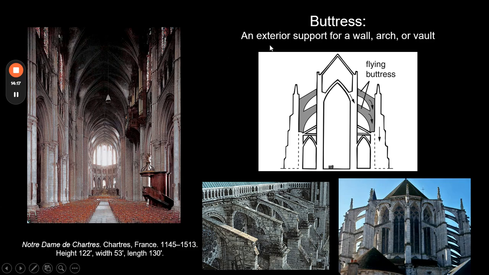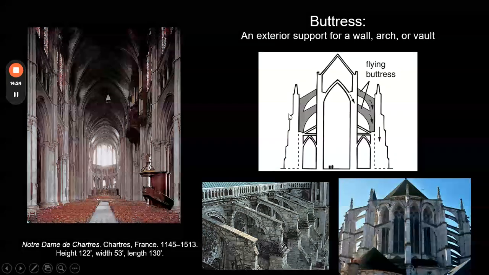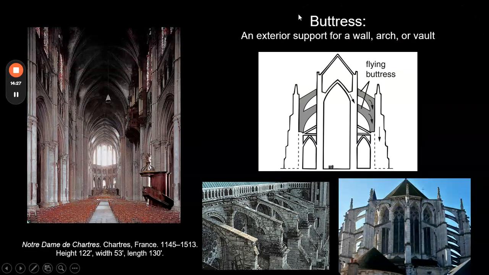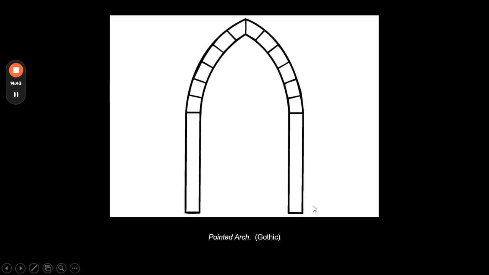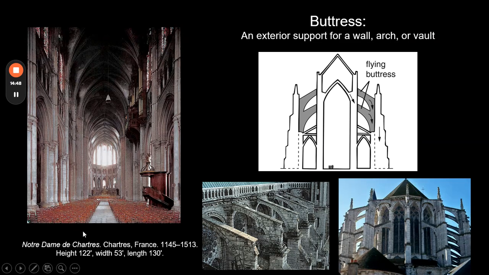So whenever you have pointed arches, it does place a bit more stress on the places where the arch meets the wall, and this is why pointed arches often employ buttresses. This, as you can see, is one of your vocabulary terms. What is a buttress? It is the exterior support for a wall, arch, or vault, seen mostly in pointed arch structures. Gothic style structures. That's the name of this style that incorporates pointed arches.